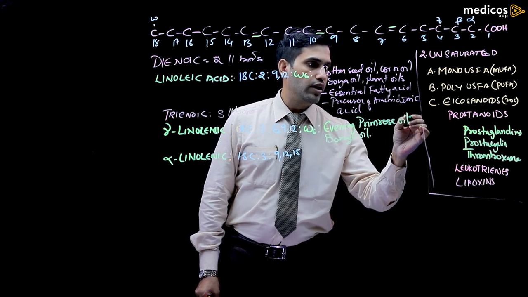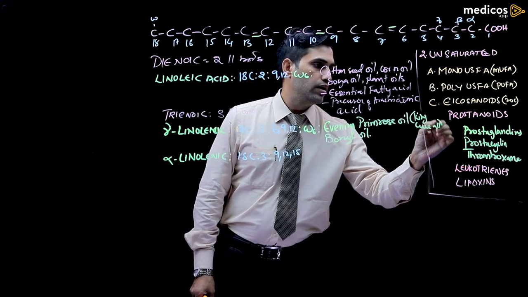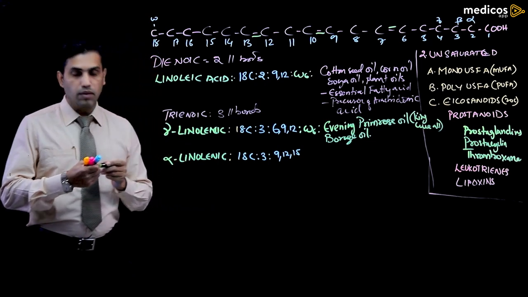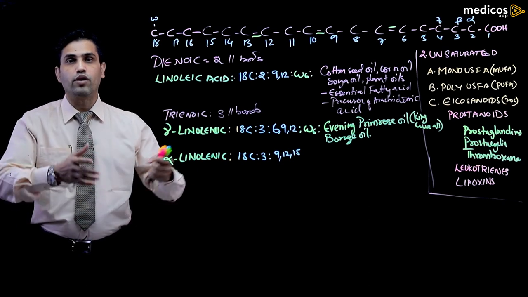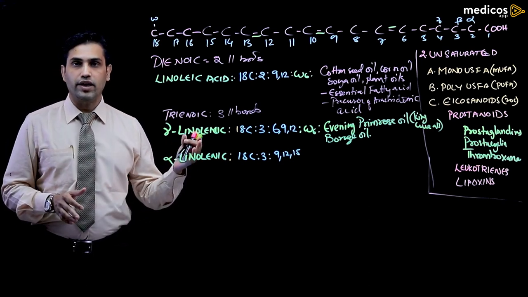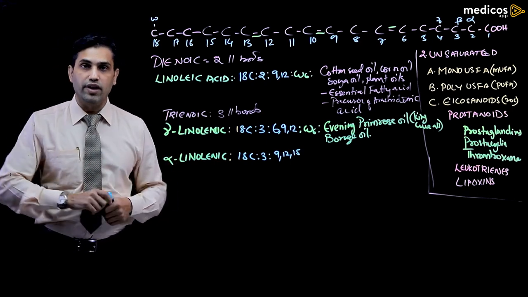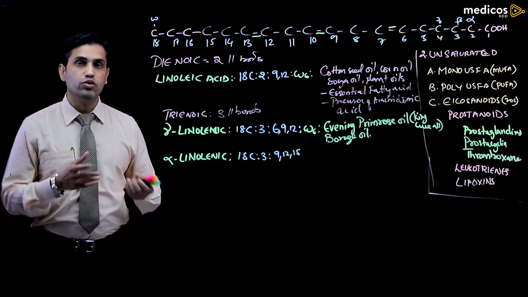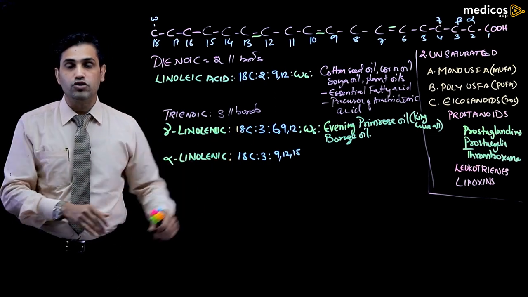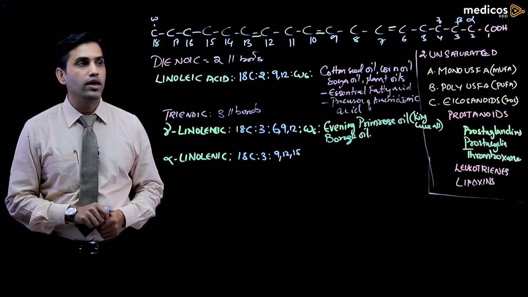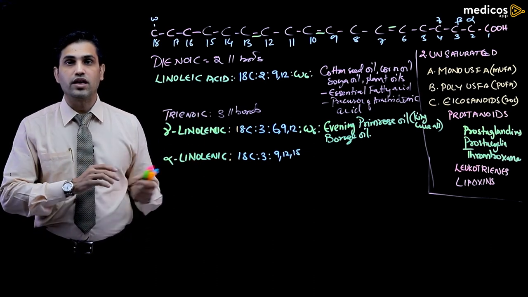Evening primrose oil is also called the king cure all, or the mother of all cures, or the head of all cures. Why? Because South African Native Americans used this oil for almost everything: fever, headache, stomach ache, loose motions, flu, pregnancy, joint pains, anything you name, they used it for that ailment. That is why it is called the king cure all.